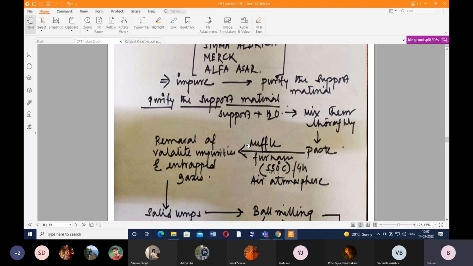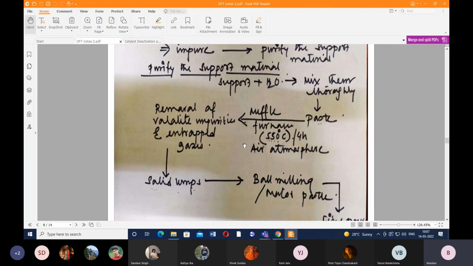argon atmosphere, etc. So in the muffle furnace, we carry out the heat treatment at around 550 degrees Celsius for 4 hours. As a result, removal of volatile impurities and entrapped gases inside the support material takes place. Finally, after 4 hours, we allow the muffle furnace to cool down to room temperature, and the moment it reaches room temperature, we take out the support material.